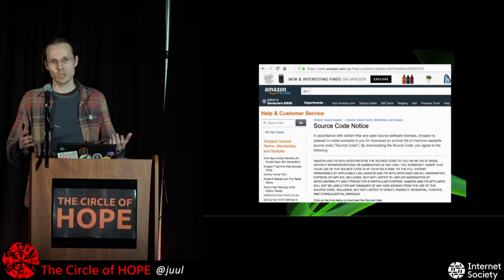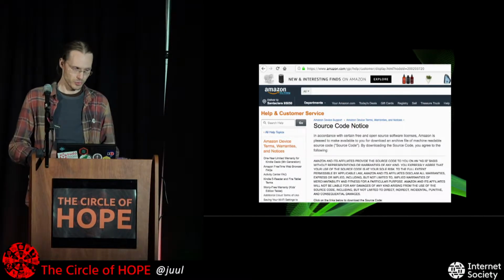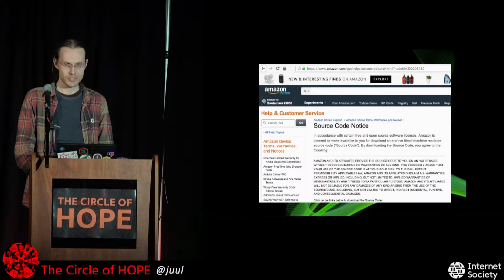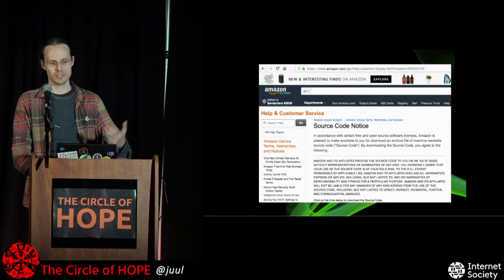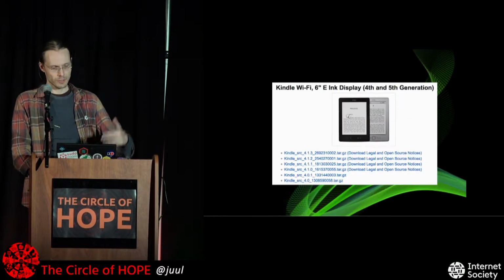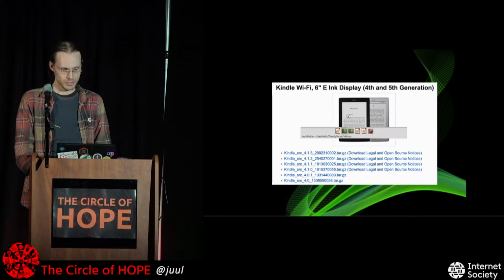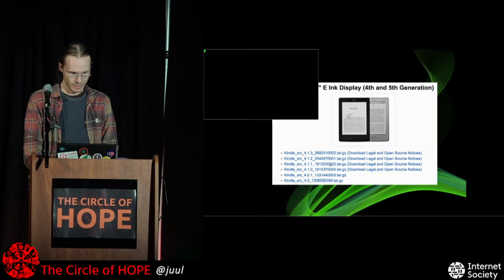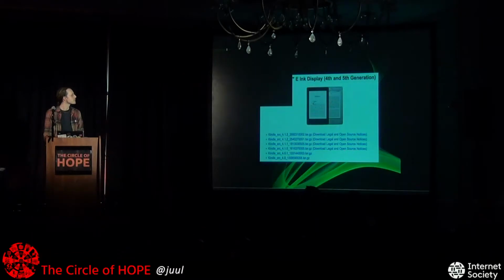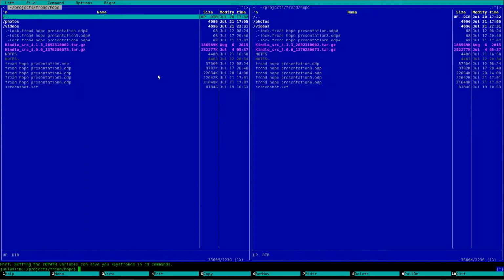Okay, first, what's available from Amazon? If there's any GPL stuff on there, they're supposed to make it freely available. So if you search around a bit, you find this page in the help section that says source code notice. It's not very well advertised, but it's there. And if we scroll down, we see for every single Kindle they ever created, there's a bunch of tarballs. Interesting. Let's have a look at that. I don't know how much you can see there, but let's just have a look at what's inside the tarballs.